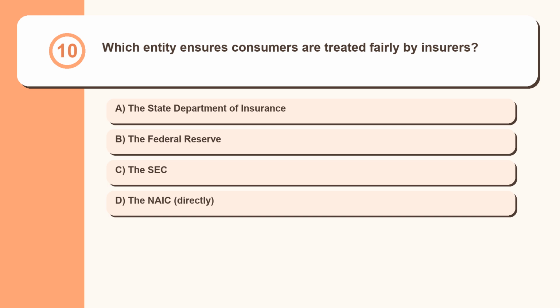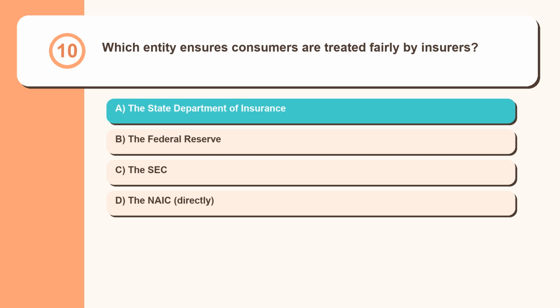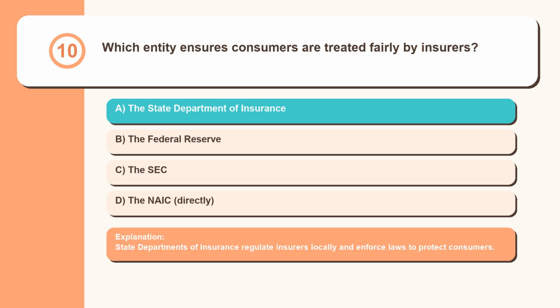Question 10. Which entity ensures consumers are treated fairly by insurers? The State Department of Insurance, the Federal Reserve, the SEC, the NAIC. State departments of insurance regulate insurers locally and enforce laws to protect consumers.